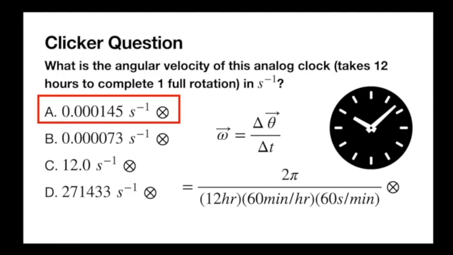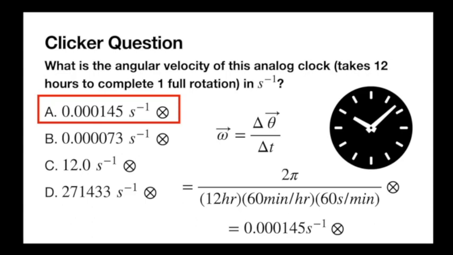So I just need to do some unit conversion here. 12 hours times 60 minutes per hour times 60 seconds per minute. That'll give us the amount of seconds it takes to go around once. And this is the important part that I would have wanted you to see. But we get then a final answer that is A. So 0.000145 inverse seconds, or radians per second.